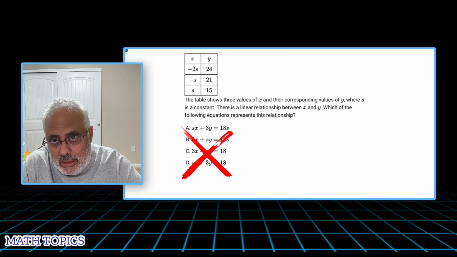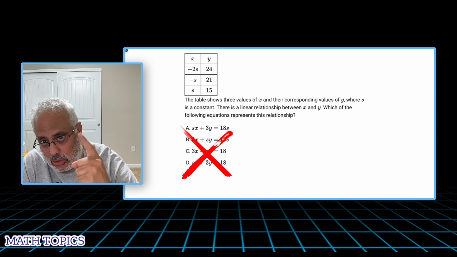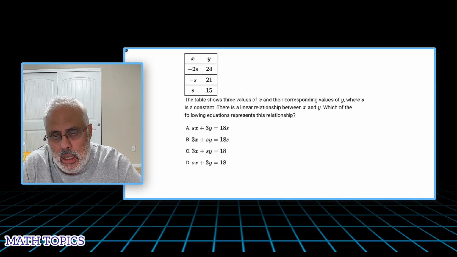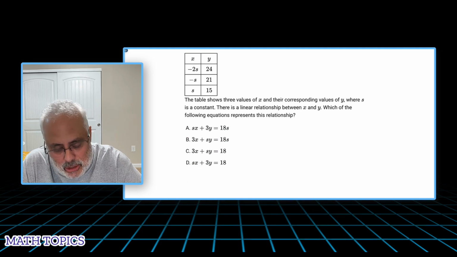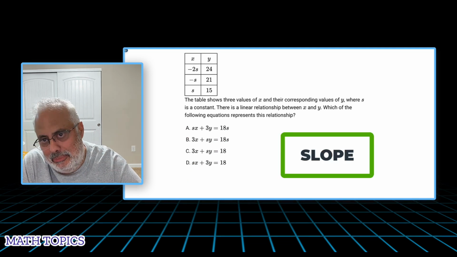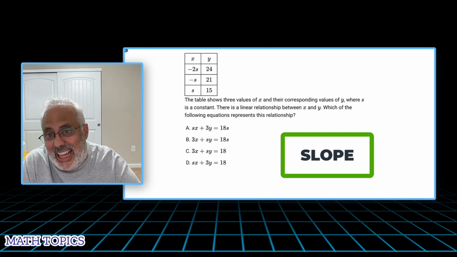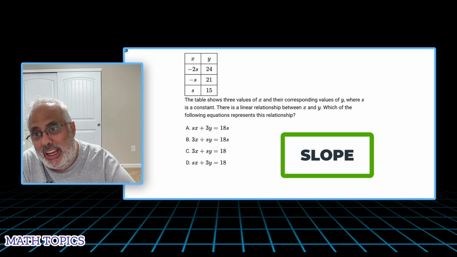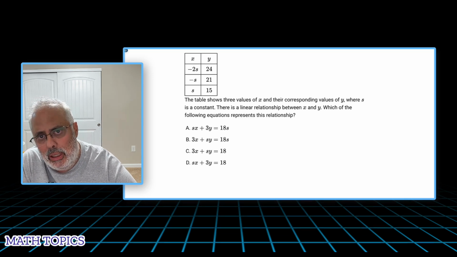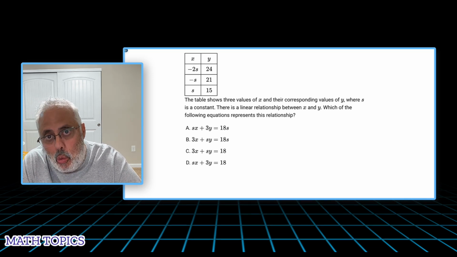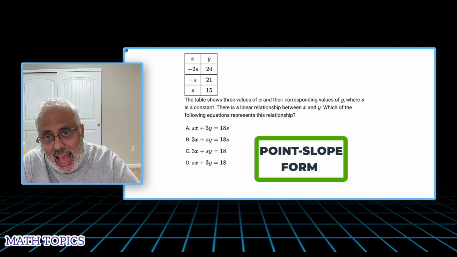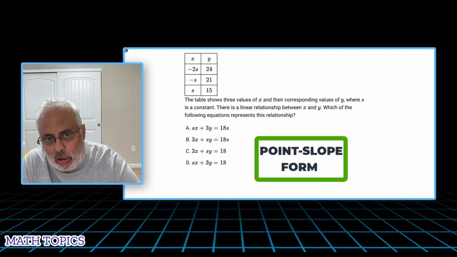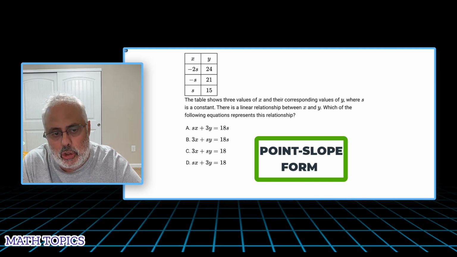I want you to notice that we are working with a table of values, and the table of values contains points x and y. We need the slope because we need the components of the line. We need the slope and at least 1 point. Because if we know the slope and 1 point, we can create the point slope form. And with the point slope form, we can make a transformation into something similar to what I see in the multiple choices.